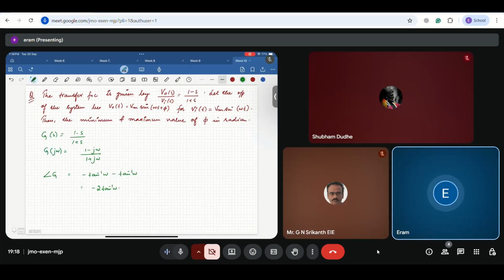Now you are varying omega, let's suppose in Bode plot, from almost 0 to almost infinity, right? So what will be the maximum and minimum phase of g? That you can easily calculate if you remember the plot of tan inverse. How is the plot of tan inverse?